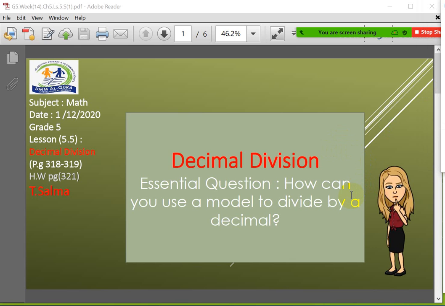Okay, girls, today we will start a new lesson, decimal division. Today we will learn how to divide a decimal by a decimal by using a model. So, let's start our lesson. Please bring your books and open them on page 318.